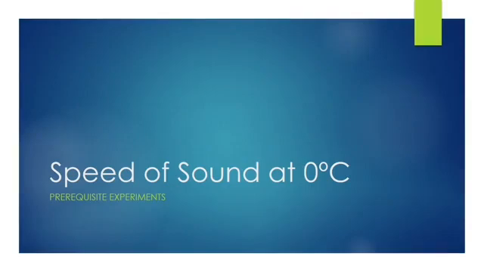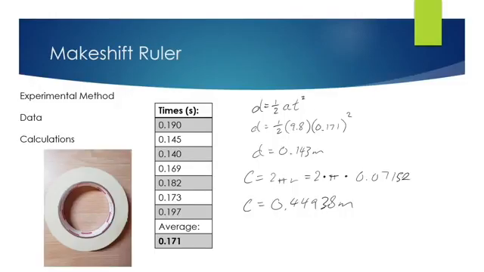There are two prerequisite experiments we conducted before conducting our speed of sound experiments. Firstly, we made a makeshift ruler using a roll of tape. Using 5-Fox's acoustic timer, we used a marble and dropped it from the top of a roll of tape and measured the time it took to reach the bottom of the roll of tape. After multiple trials, we took the average time and used d equals 1/2 at squared to determine the experimental diameter of the roll of tape.